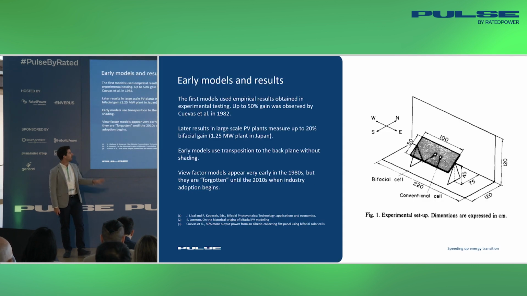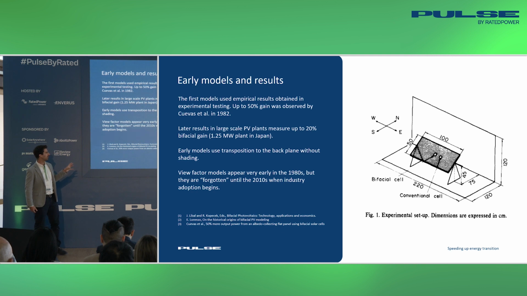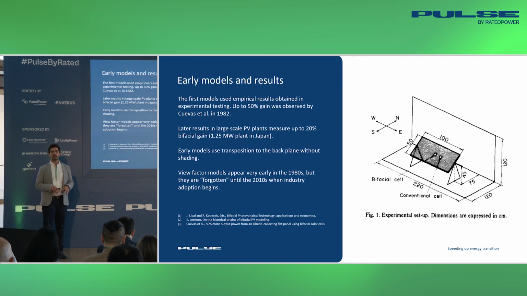Okay, so early models, this started happening in the 80s. It's interesting because it happened here in Spain. There was a company in Spain manufacturing bifacial PV modules, and there was a research group in the Universidad Politécnica de Madrid doing research on bifacials, and they released papers and they released models. They were usually predicting very high bifacial gain, so it was kind of a thing saying, look, there is potential here, right? Like there is potential for a lot of production in bifacials.